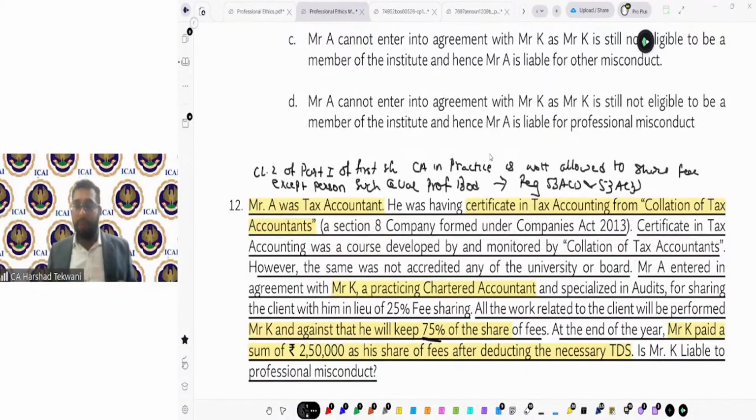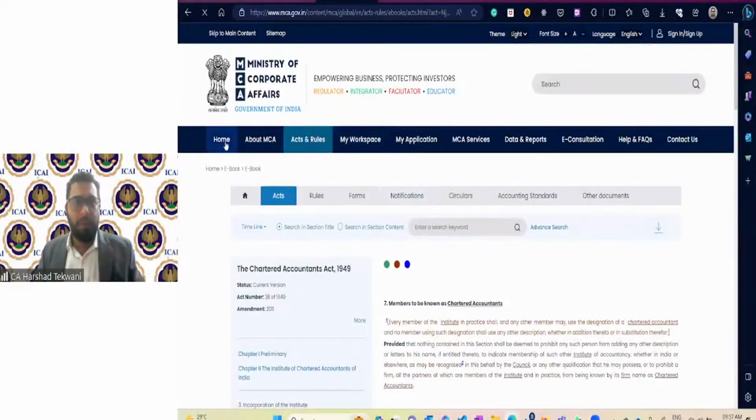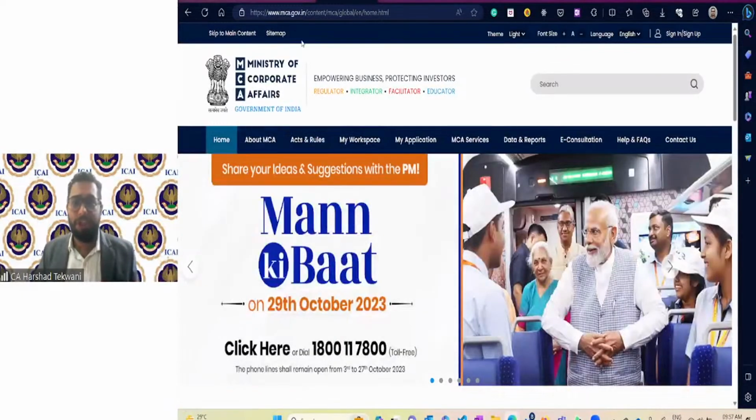Now, for those of you who want to access the material online or refer to the regulation, a lot of queries are there on how we can access the regulation and the Act if we want to read further. I'll show you certain websites right now from where you can have the material with you. This is the MCA website, mca.gov.in.